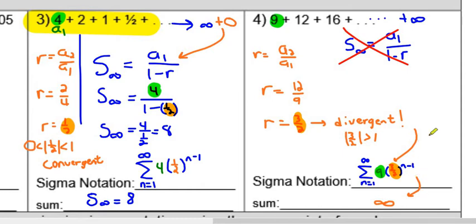But this is going to go to infinity. Think about it. If I'm adding up 9, 12, 16, more, eventually I'm going to add in an infinite amount, which means that it would be infinity. This is not going to be on your test or on an SOL.